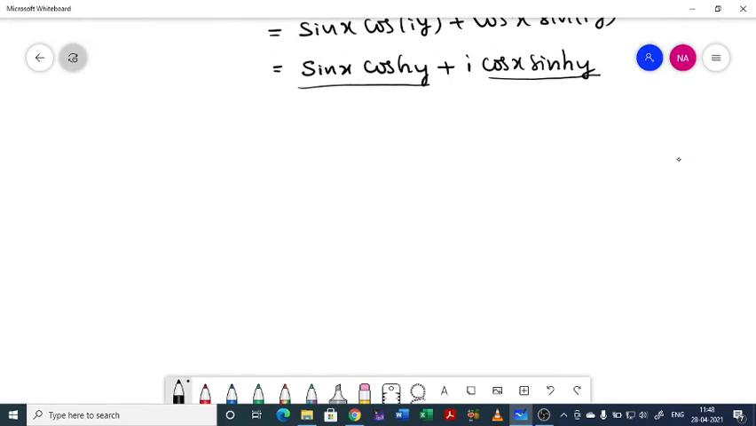So taking this as a function, this is u and this is v. Now ux equal to, differentiating with respect to x partially, so I'll get cos x cos hy. Okay, uy: you have to differentiate u with respect to y, right? That you have to remember again.